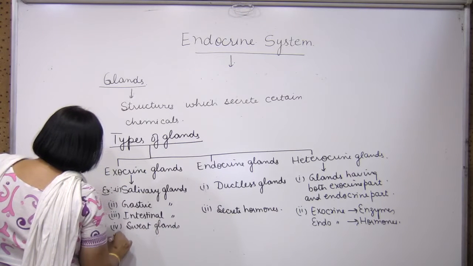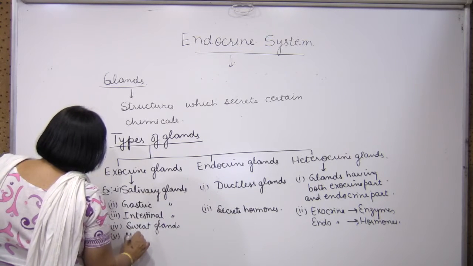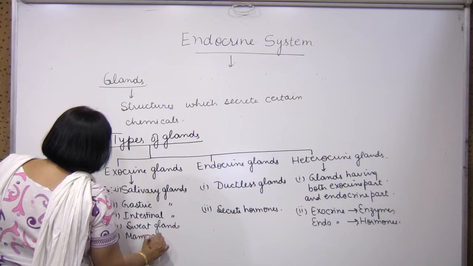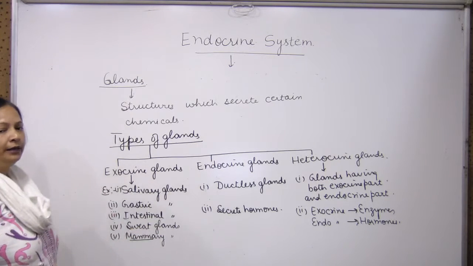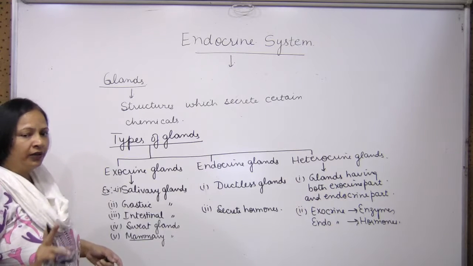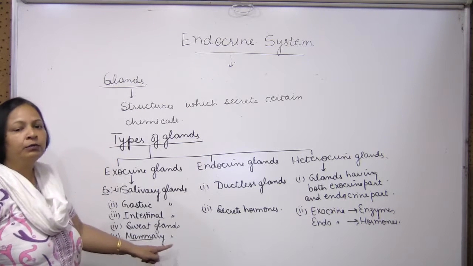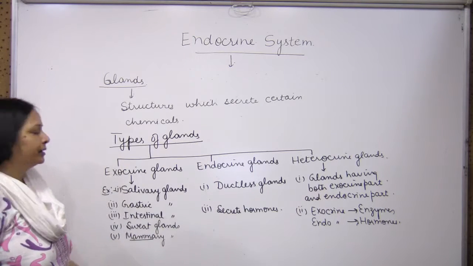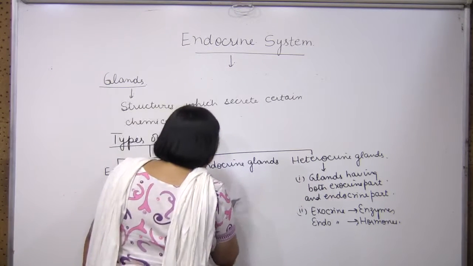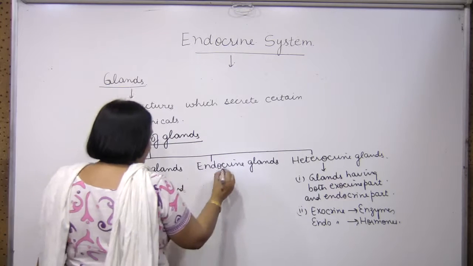Then there are milk secreting mammary glands. See the spelling of mammary, it's not memory. Not the one for remembering, MEMORY, no. These are milk glands, mammary glands. All these are exocrine glands. Then, which are the endocrine glands?